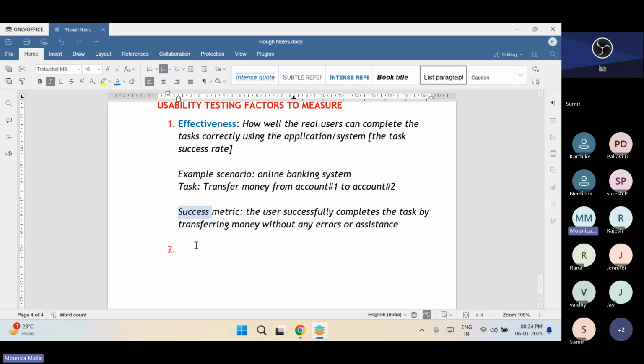Okay, so this is the success metric we have. So when do I say that this online banking system, especially the functionality of transferring money, is effective? When the user is able to complete the task by transferring money without any errors or assistance. Now, in one way, I can also call my success metric as user acceptance criteria. In agile terminology, you have this word user story acceptance criteria. Okay, that is also something you can talk about.